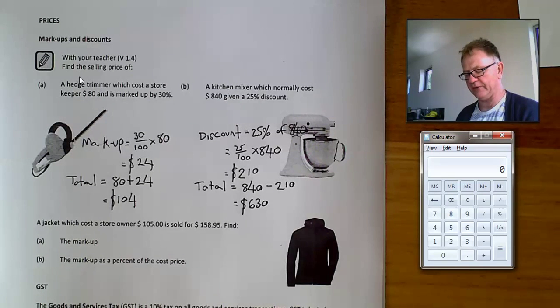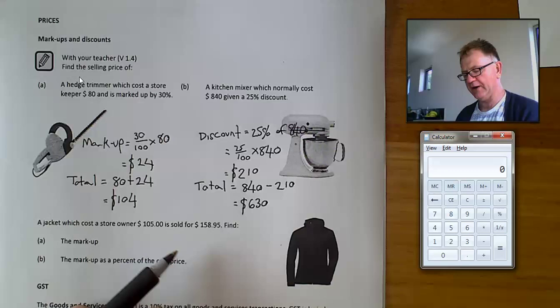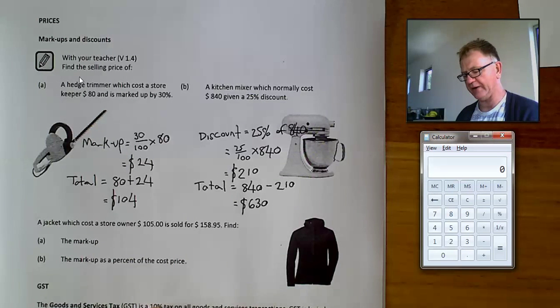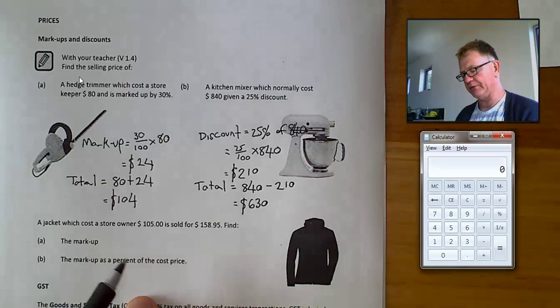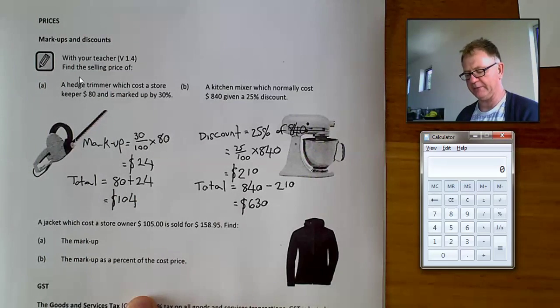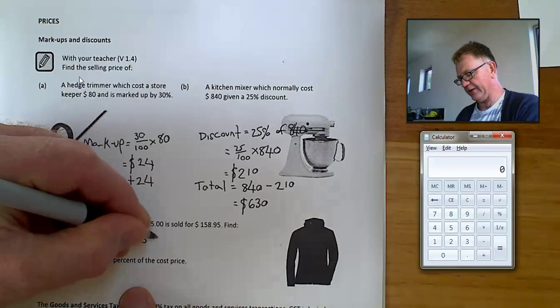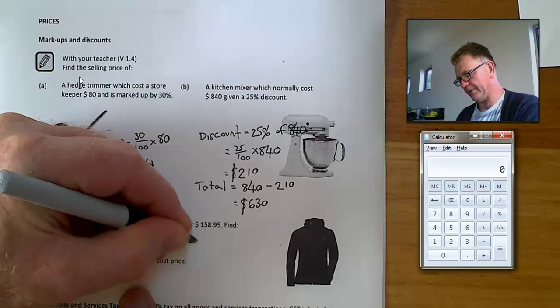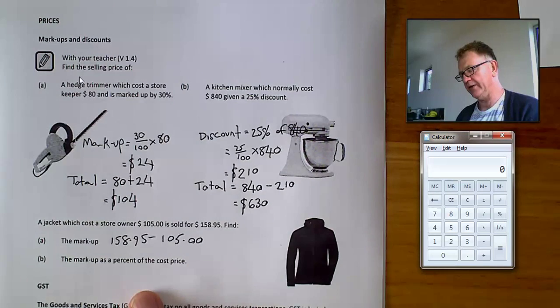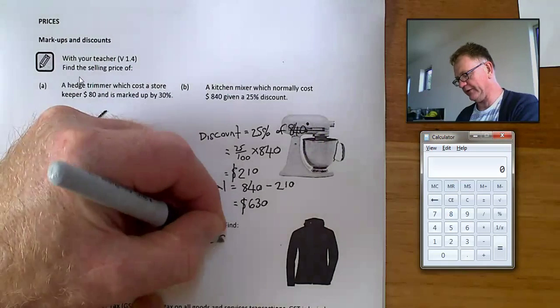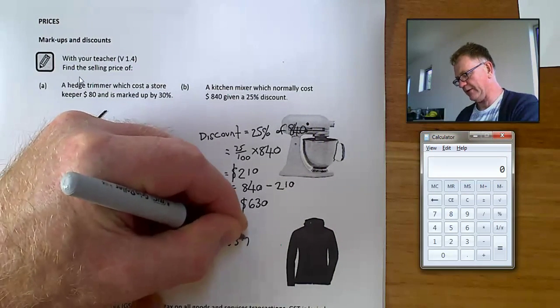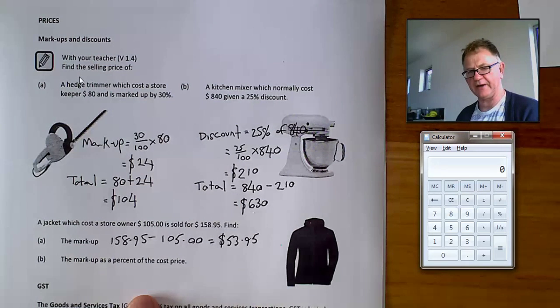The last question here asks us to do two things. We've got a jacket. It costs the store owner $105, but he sells it for $158.95. The markup is the difference between the cost price and the selling price. In other words, $158.95 take away what it cost him. Simple calculations, and the answer is $53.95. Check it on your calculator.